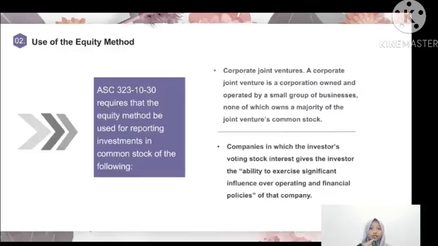We move to the use of the equity method. Based on ASC 323-10-30, the equity method can be used for reporting investment in common stock of the following companies. The first is corporate joint ventures. This is a small group of businesses where none of which owns a majority of the joint venture's common stock, so all of the stockholders here hold the same amount of common stock. The second is a company in which the investor's voting stock interest gives the investor the ability to exercise significant influence over the operating and financial policy of that company.